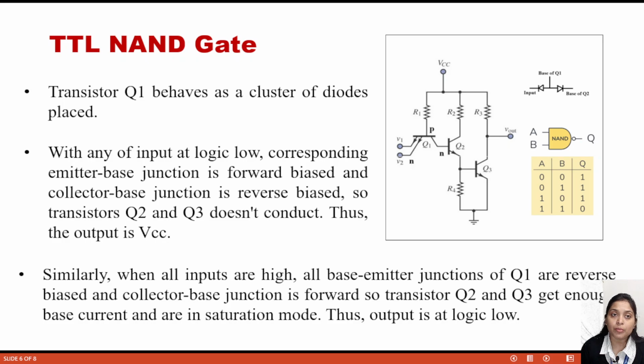Now the next topic is the TTL NAND gate. This is the circuit diagram of the TTL NAND gate, where you can see 3 transistors are used. All are NPN transistors: Q1, Q2, Q3, and Q1 is a multi-emitter transistor used as an input. VCC is connected to Q1 through R1, to Q2 through R2, and to Q3 through R3, and at that position we will get the Vout.